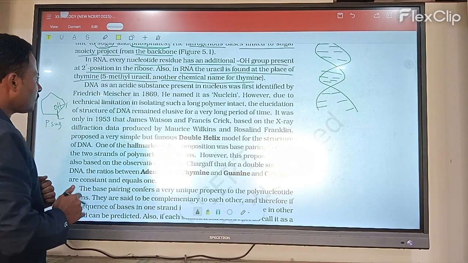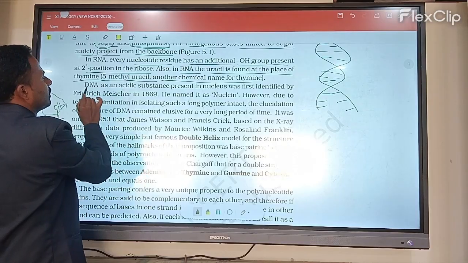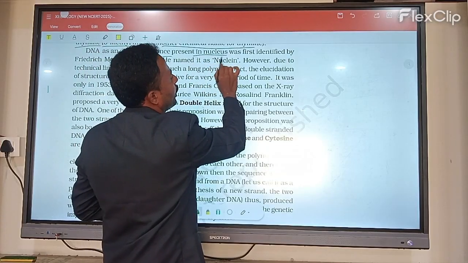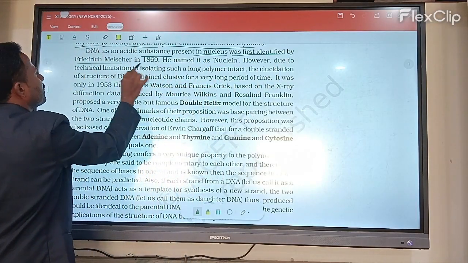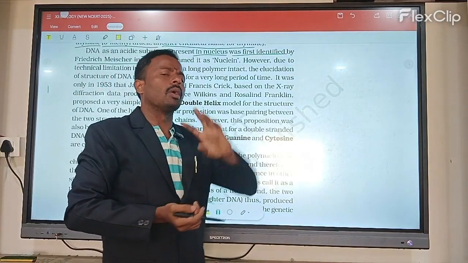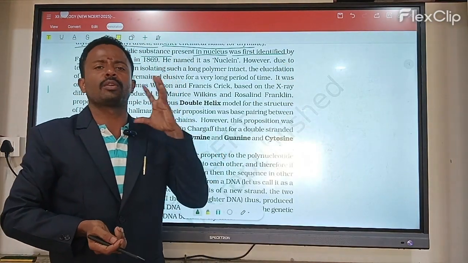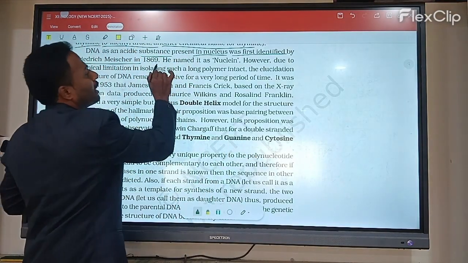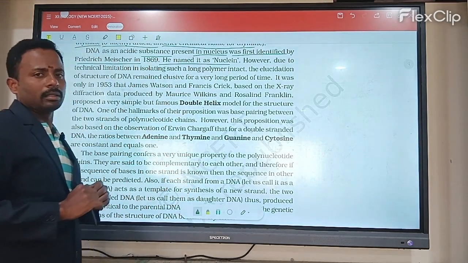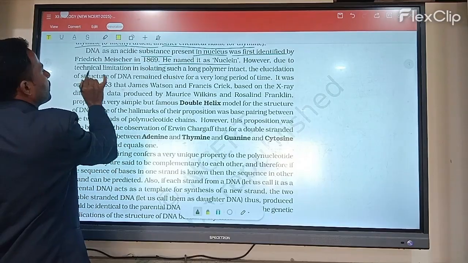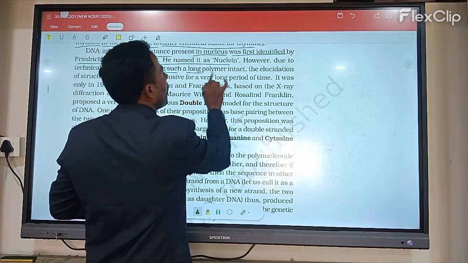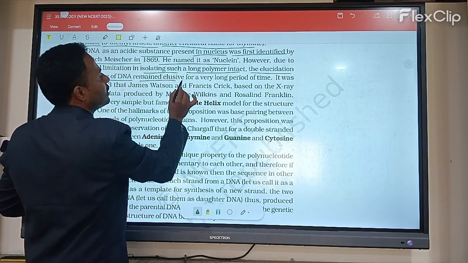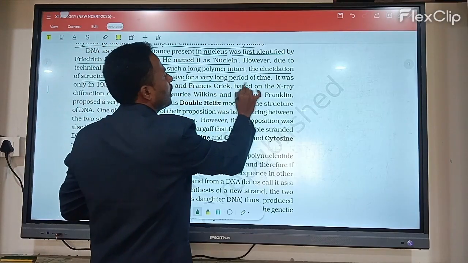DNA is an acidic substance. The presence of it in the nucleus was first identified by Friedrich Miescher in 1869. So already we know that the nucleus was first discovered by a scientist. The scientist was whom? Friedrich Miescher. And here he gave a name, that is nuclein. However, due to the chemical limitation of isolating the long polymer intact, the structure of DNA remained elusive for a very long period of time.